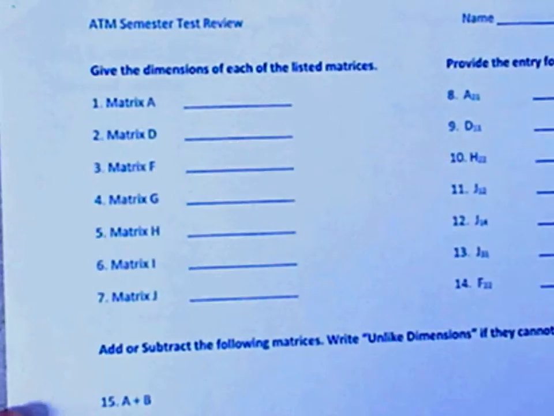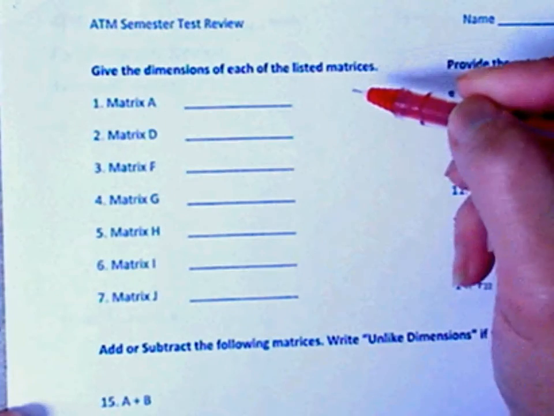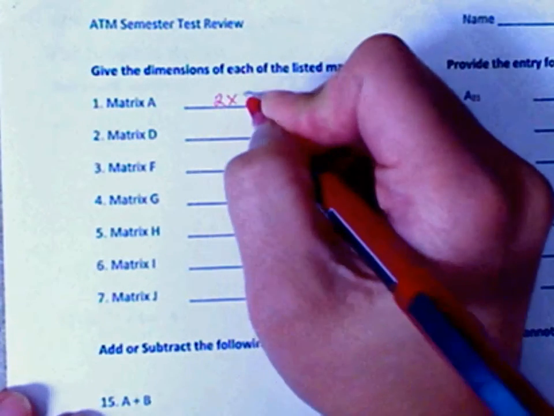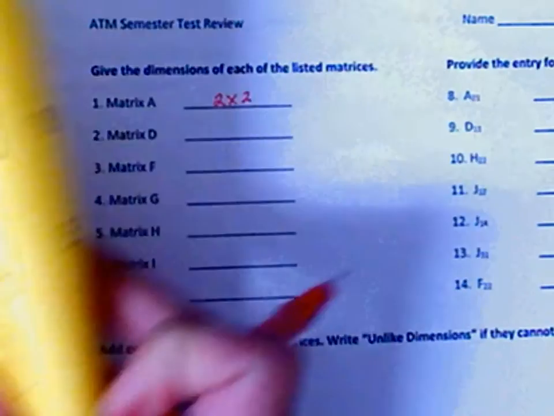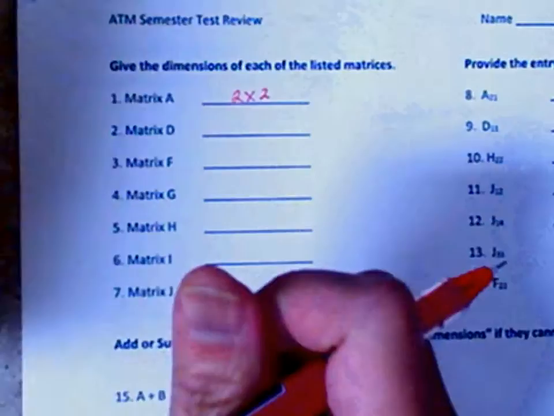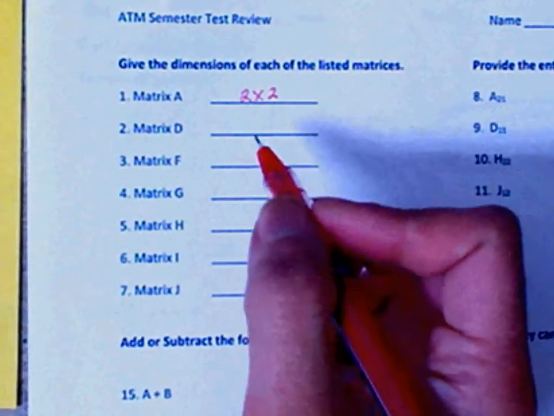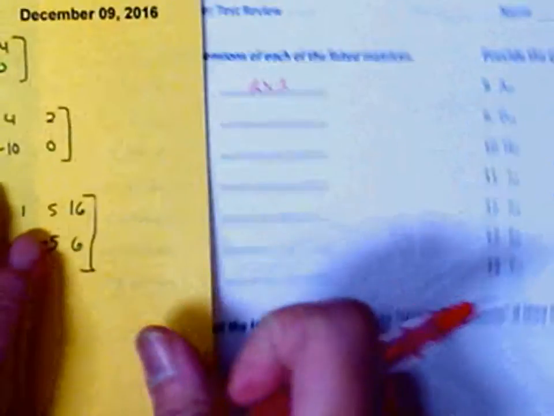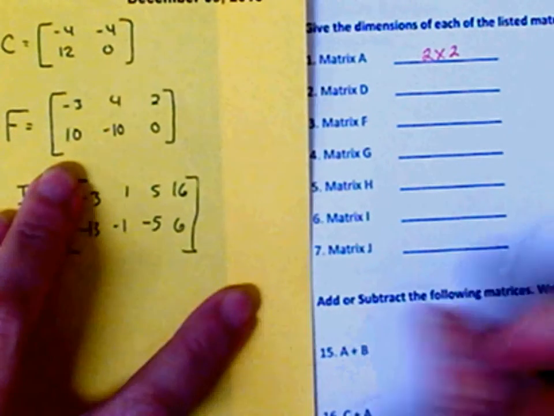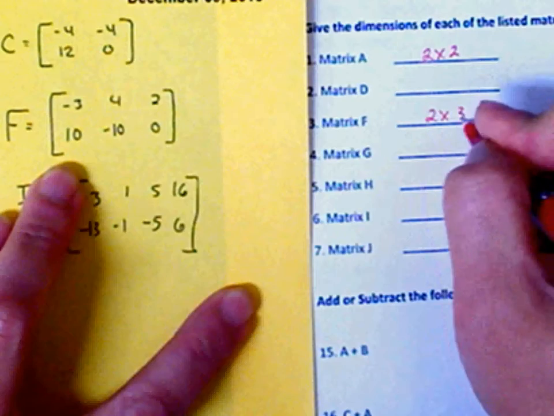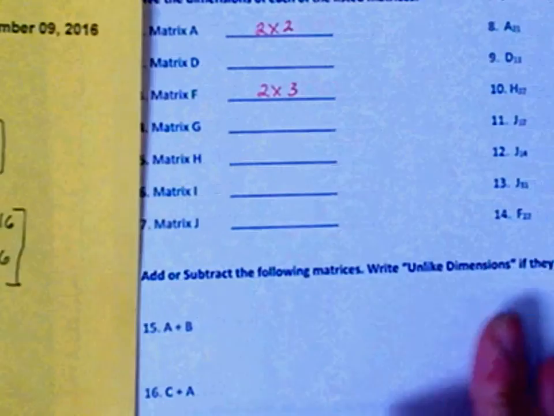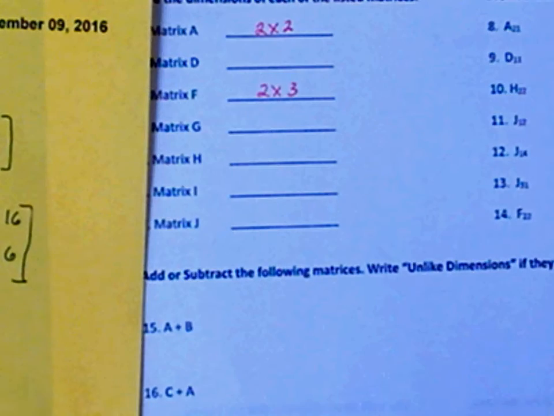It says, give the dimension of each listed matrix. So if you look at A, the dimension is going to be a 2 by 2. See how it's 2 by 2? Let's pick another one. Let's look at F. What is F? F, which is this one right here, would be a 2 by 3. Just to show you. Now, I'm not going to finish all of that. I just want to show you that part.